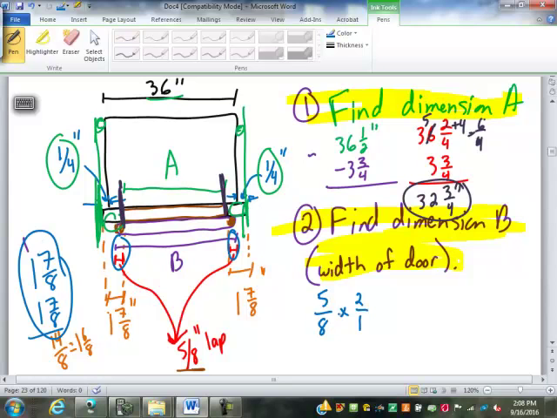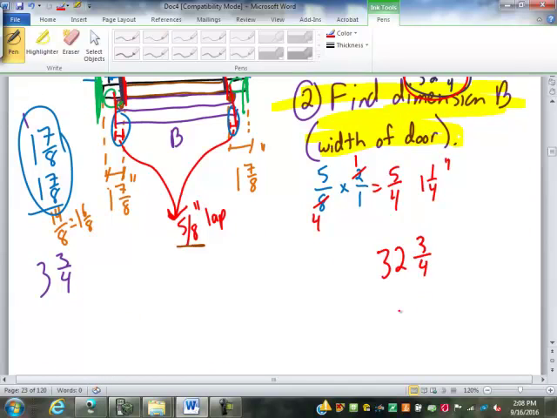A fraction, if it's just a fraction without a whole number, for me it's easier just to multiply it because in many cases this happens. The 8 and 2 cross cancel to give me 4 and 1. So I get 5/4 or 1 1/4 inches. So the width of my door is the width of that top piece plus 1 1/4 inches.